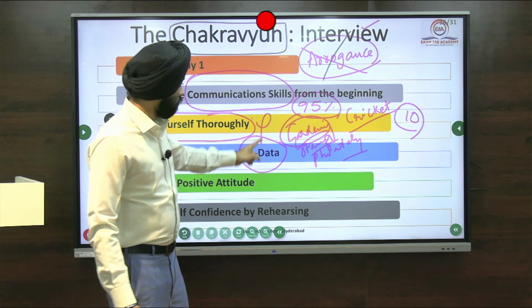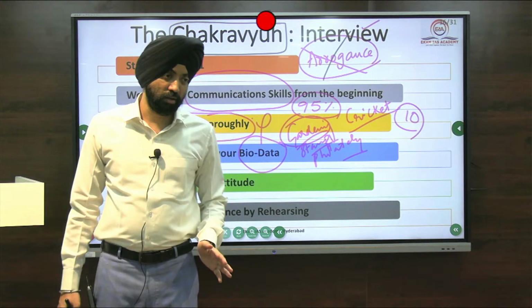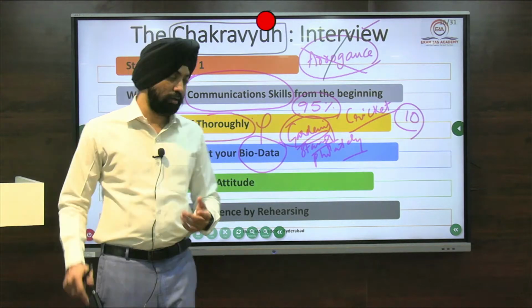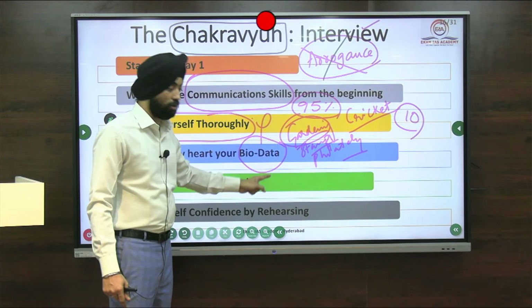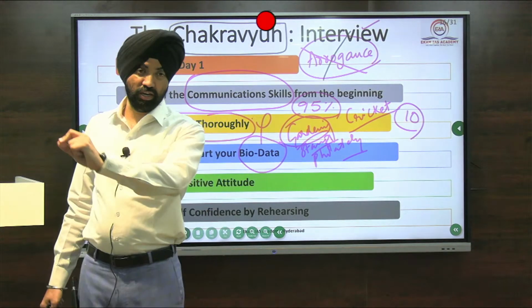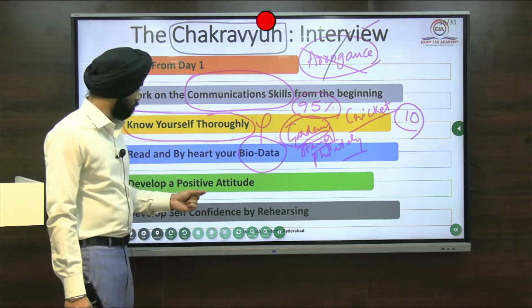So you cannot bluff in an interview in UPSC anywhere, whether it is prelims, mains, or what you call the personality test. So you have to prepare your biodata thoroughly. If you don't have anything, put a small dash, no problem. But do not write something you have not done or you do not know.